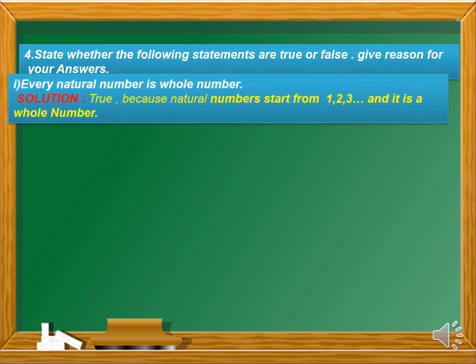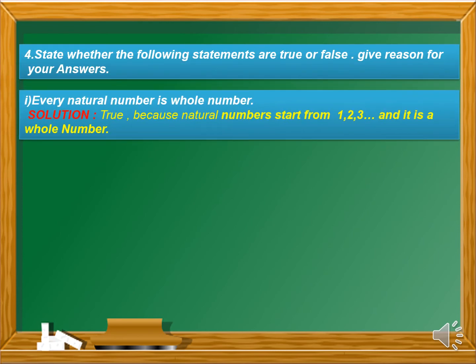First subdivision. Every natural number is a whole number. Solution. So what is a natural number? The numbers starting from 1, 2, 3 and goes on. What are whole numbers? The numbers starting from 0, 1, 2, 3 and goes on. So 1, 2, 3 can also be seen in the whole numbers. So every natural number is a whole number. Solution: true, because natural numbers start from 1, 2, 3 and they are whole numbers. The only difference is that whole numbers have 0 and natural numbers don't.